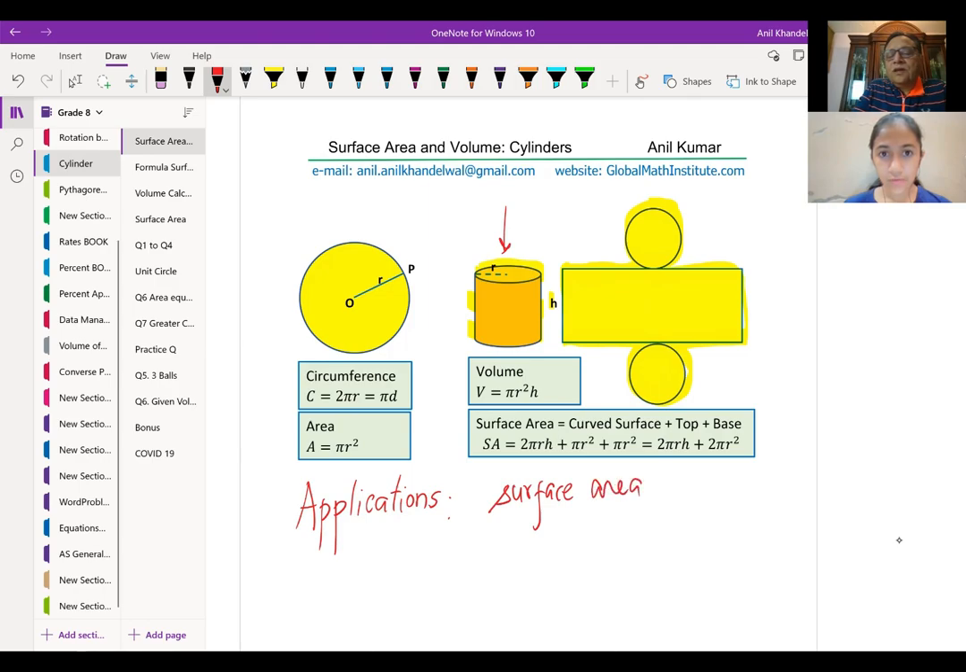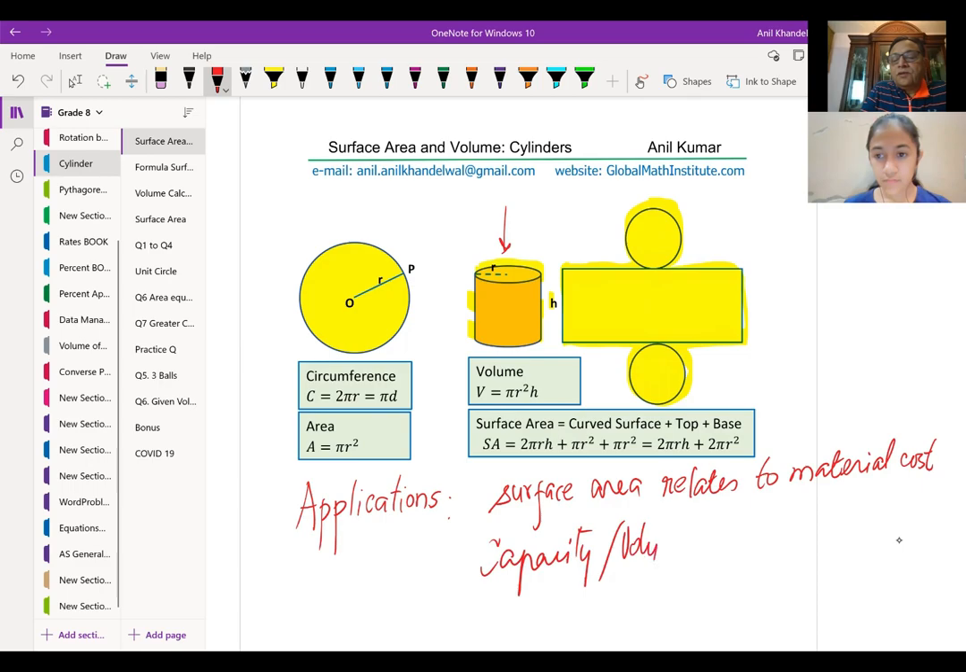related to material cost, correct? And capacity or volume relates to what is contained inside, right? How much juice comes inside the can? Is it okay? Yes. So many examples where we are looking for optimization.